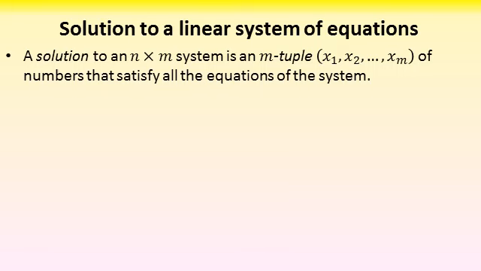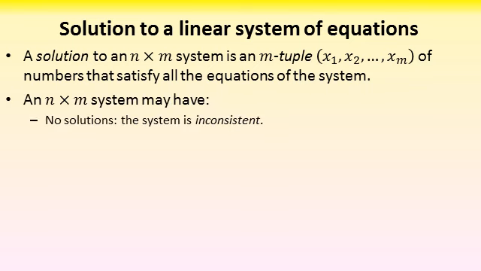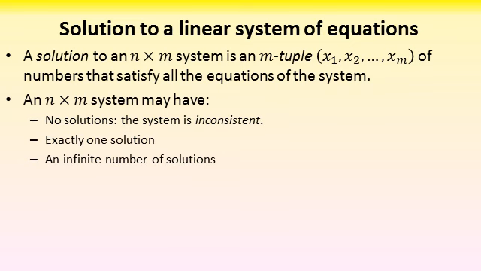Just like for the 2 by 2 system, an n by m system may have no solutions at all, in which case we call the system inconsistent. It may have exactly one solution, or it may have an infinite number of solutions. Those are the only three possibilities. It cannot have n solutions where n is greater than 1. We'll prove this formally in an exercise, but a geometric perspective is more useful.